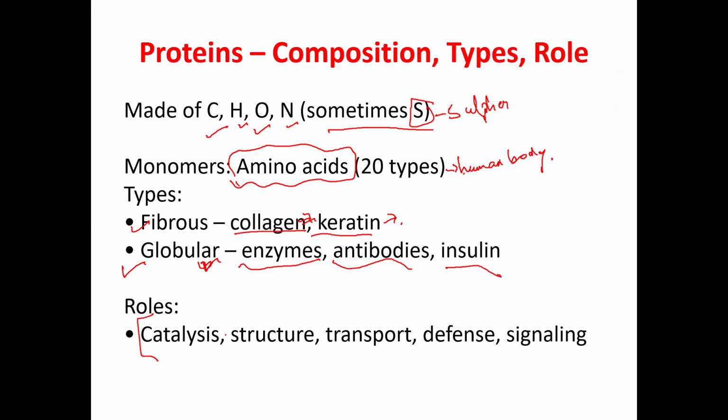What are the roles of these proteins? Basically, proteins play a vital role in our body, helping in growth, repair, immunity and much more. Proteins do catalysis. What is catalysis? It's basically enzymes, which increase the rate of reaction. Proteins also help in structure, like the cell membrane, in transport as channel proteins, in defense by forming antibodies, and in signaling.